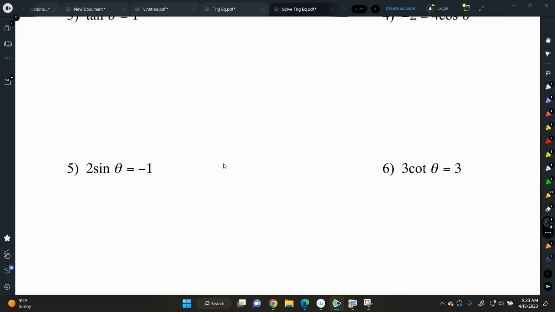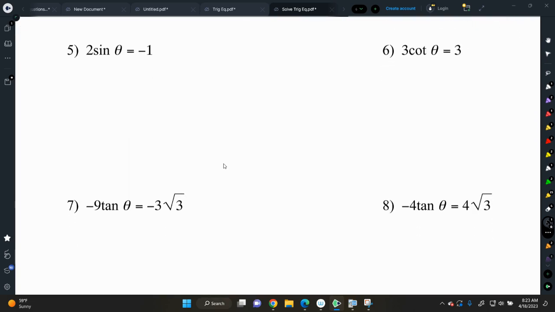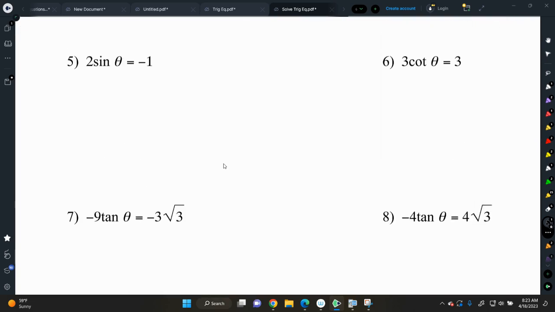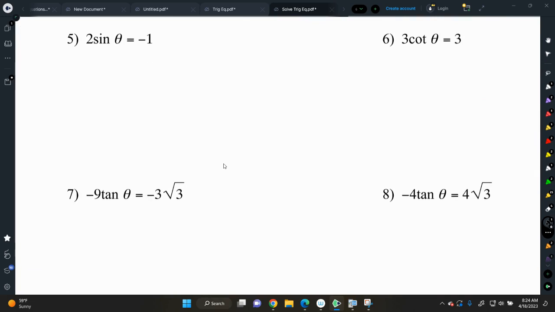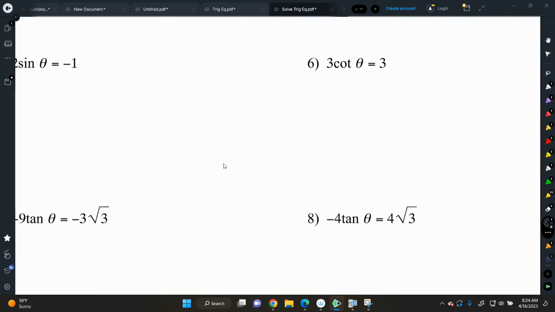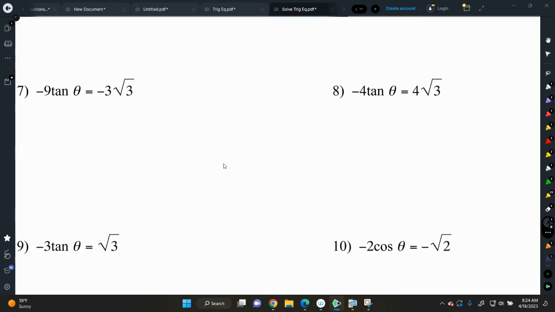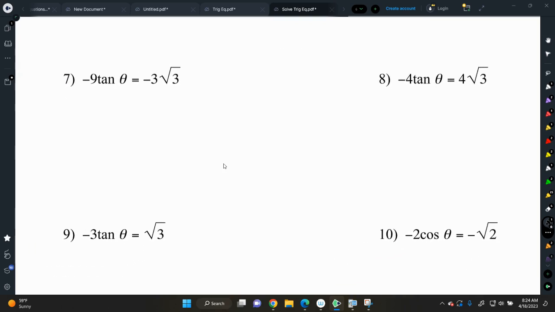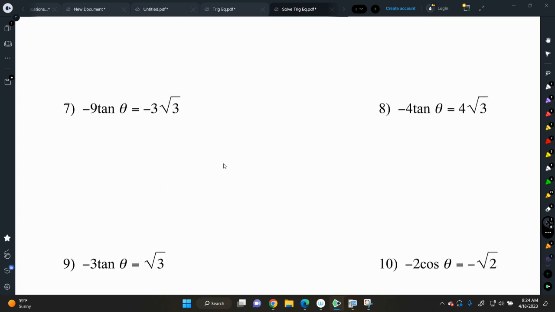Looking for other weird ones here. Okay, let's do the cotangent. Oh, actually, that one's easy because that's cotangent theta equals 1. Okay, which ones would you like me to do?